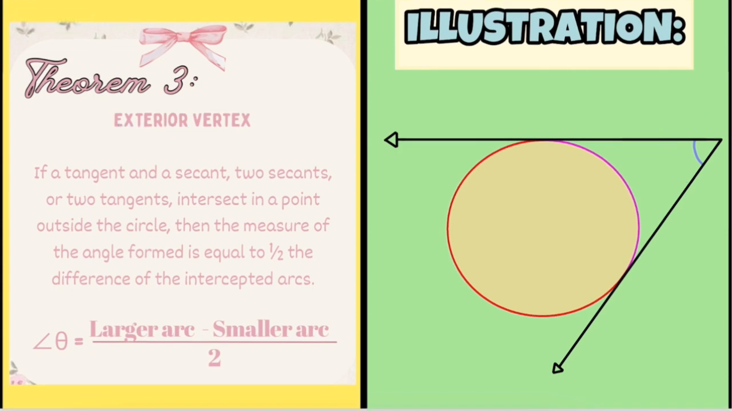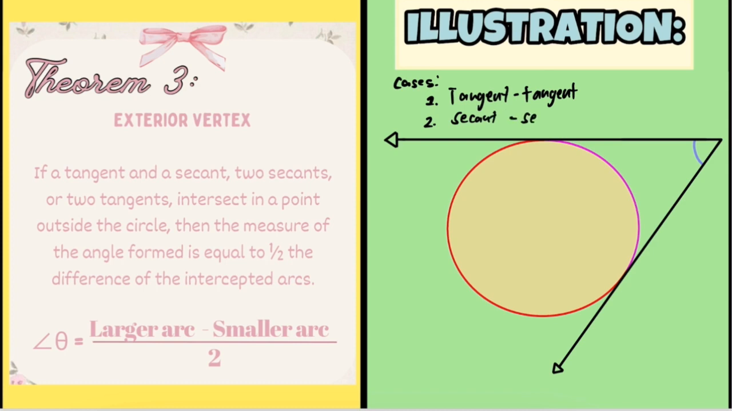Now, to make this quick and at the same time understandable to everyone, the reason why it's named exterior vertex is that it takes place in 3 different cases. The possible cases that we have here are the ones you're seeing on your screen in the illustration. This is basically what we call tangent-tangent. Why? Because you have 2 tangent lines or rays or segments that form an angle outside. We can also have secant-secant.